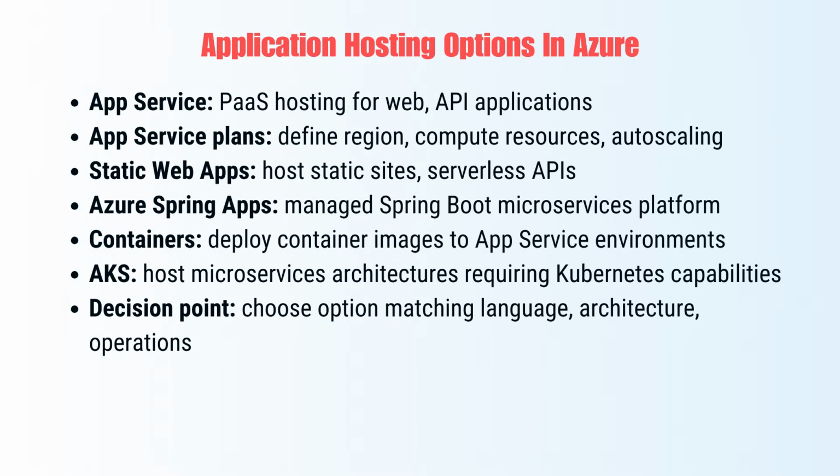App Service runs on an App Service plan, which defines the pricing tier, region, and compute resources. Higher tiers unlock features like auto-scaling, deployment slots, and custom domains. For static front ends plus serverless backends, there's Azure Static Web Apps, which combines static site hosting with integrated Azure Functions for APIs. This is great for Jamstack-style applications.